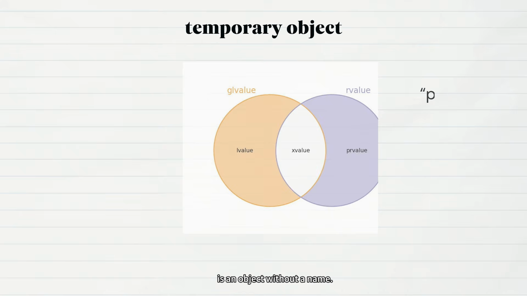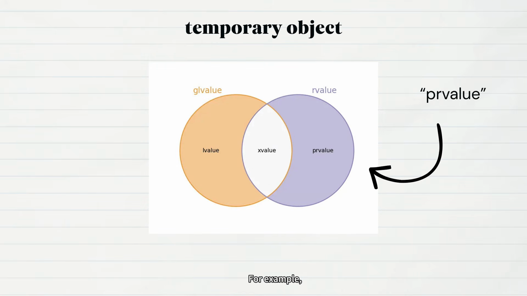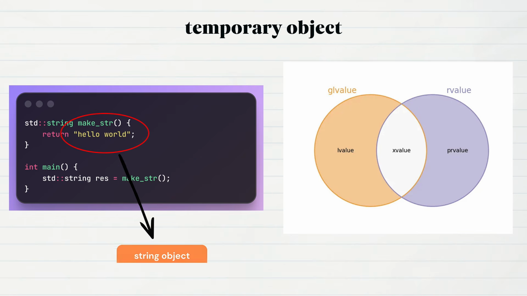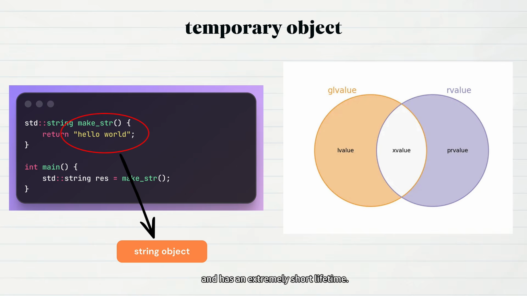First, a temporary object, also called a prvalue, is an object without a name. For example, when the code says return hello, the compiler implicitly generates a string object without a variable name. It exists only within the current expression and has an extremely short lifetime. You usually can't see or touch it. You have to imagine it.